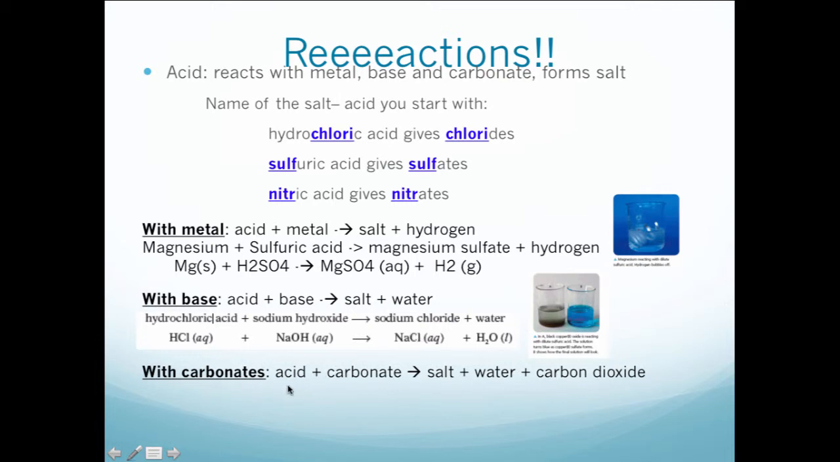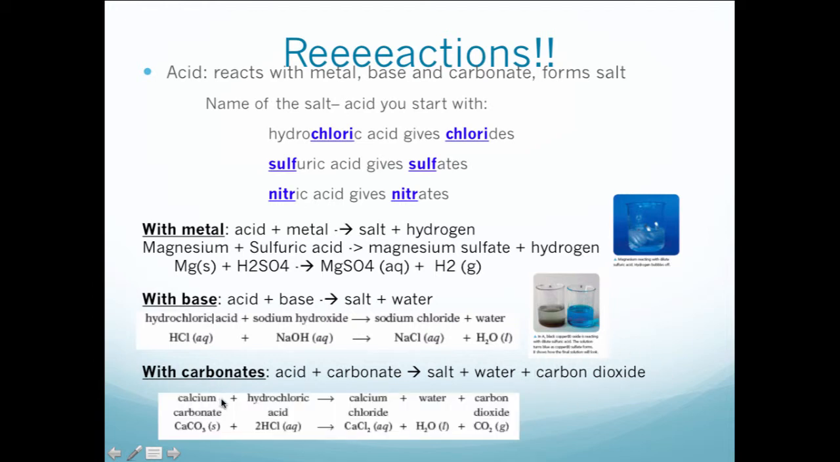When an acid reacts with carbonates, it will give you a salt, water, and also a gas, which is carbon dioxide. For example, here I have sodium carbonate, which is a kind of carbonate. Hydrochloric acid is my acid. Guess what's going to happen? You're going to have sodium chloride and also water and carbon dioxide.